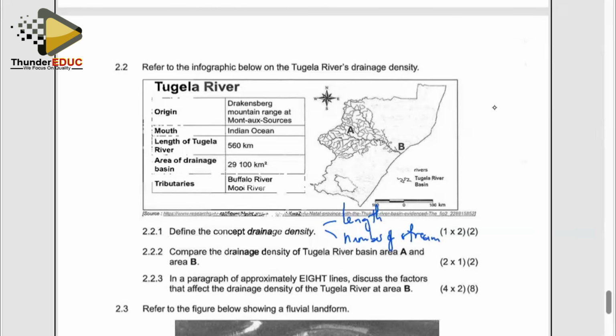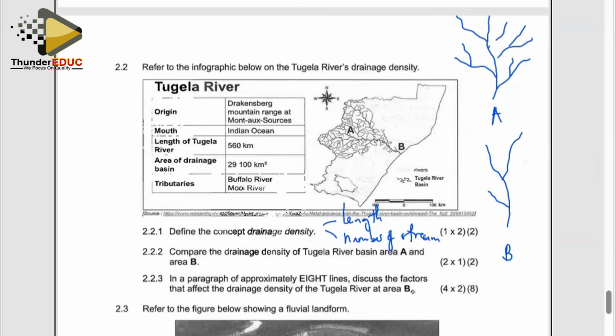Let me say there's river A, then there's river B. River A, the main river, is like that, and it has some tributaries and sub-tributaries like that. That is drainage basin A. And drainage basin B, the main river is there, and it's like this.